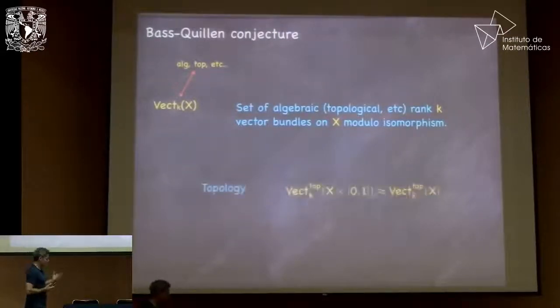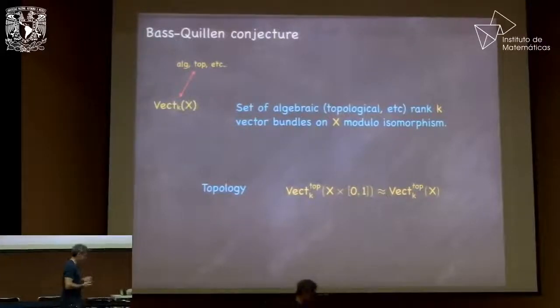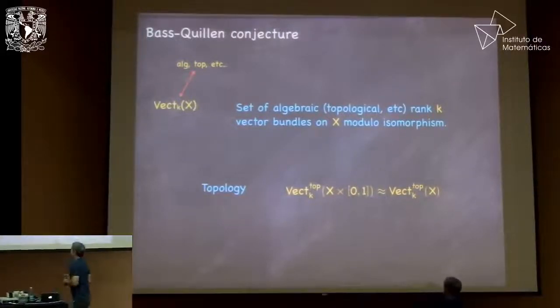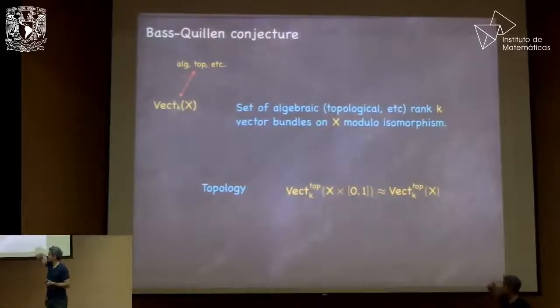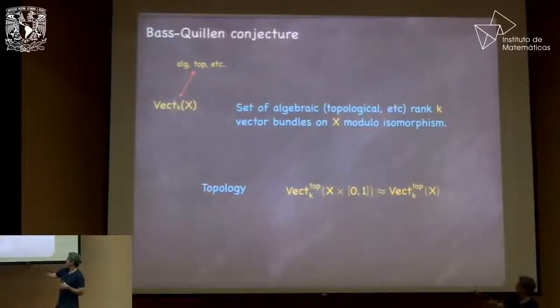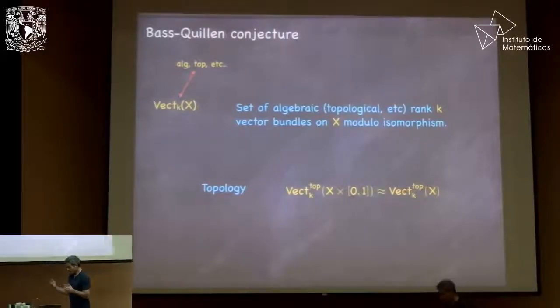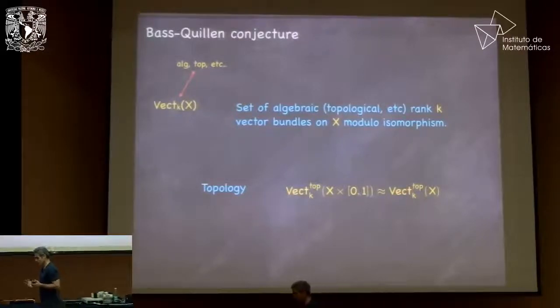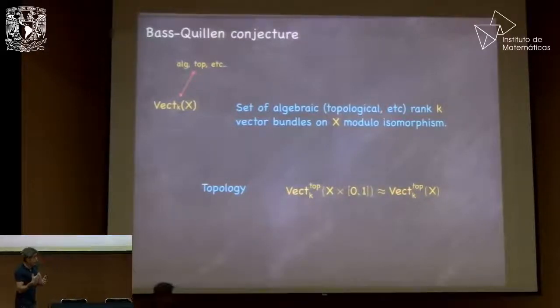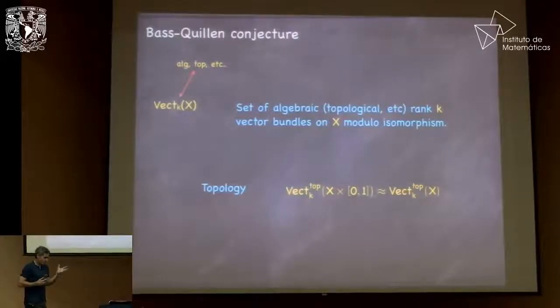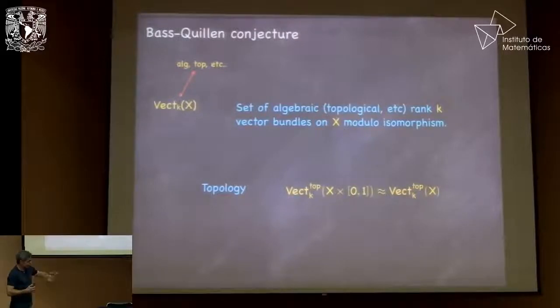And so the next step was taken by Bass and Quillen, and they built on this idea that vector bundles over a space cross an interval are the same up to isomorphism as vector bundles over the space. This fundamental thing, that bundles are homotopy invariant, meant that the study of bundle theory could be located in homotopy theory, and that's one of the big sources of problems in geometry finding themselves located in algebraic topology.